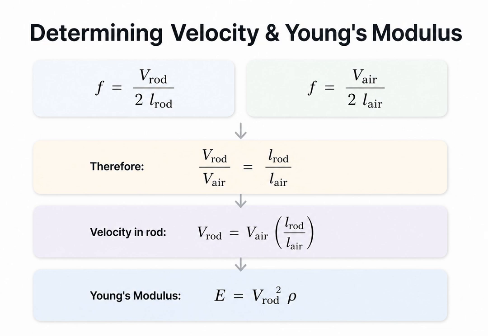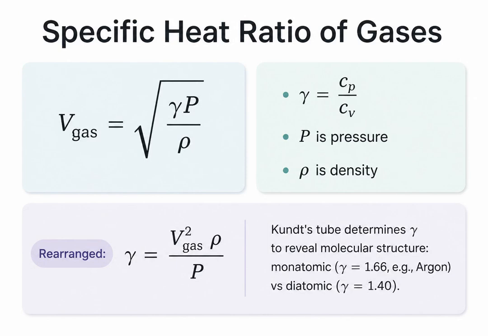material properties. One of the most important applications of Kundt's tube is determining the ratio of specific heats, gamma, for different gases. The velocity of sound in a gas depends on gamma, pressure, and density. By measuring the wave speed in a target gas, we can compute gamma. This ratio reveals the gas's molecular structure, such as whether it is monoatomic or diatomic. Historically, this very experiment proved that the newly discovered element argon was monoatomic, a major milestone in chemistry.